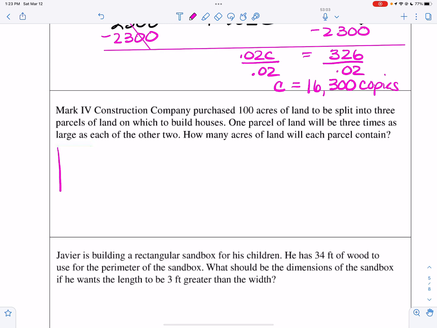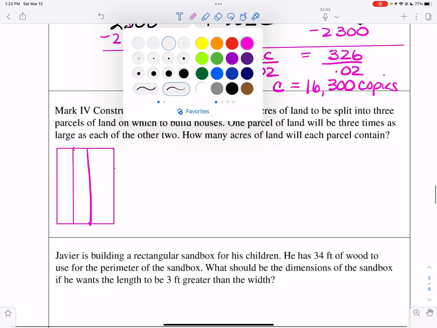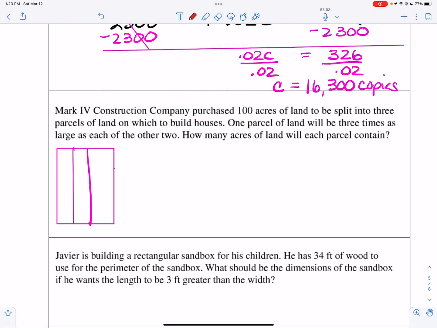All right, in the next one, we are talking about land parcels, which is just a plot of land. So let's kind of draw a picture here. We've got this parcel, and we're going to cut it into 3 pieces. We got the first plot, the second plot, and then we've got this third plot. And all we know is that one parcel of land is going to be 3 times as large as the other 2, okay?